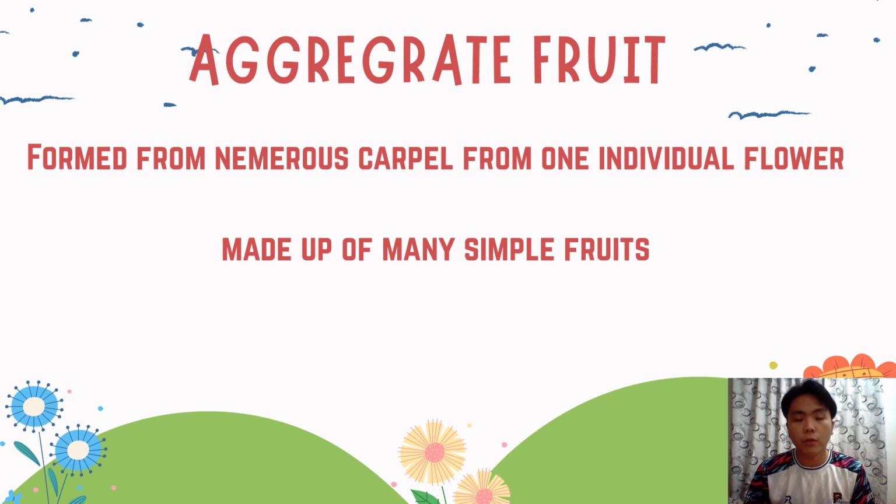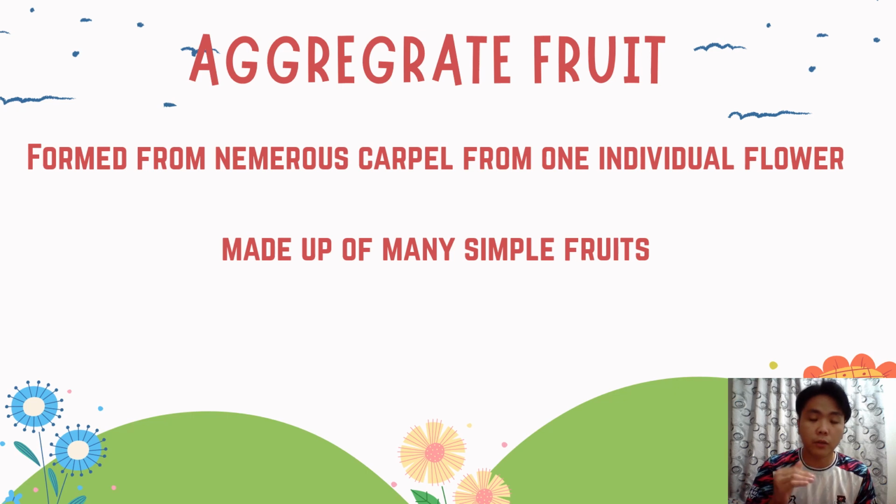Next, we move on to the aggregate fruit. These aggregate fruits form from numerous carpels from an individual flower. What is the meaning of carpel? Carpel is the ovule-bearing female reproductive organ of flowering plants and is required to ensure its protection and efficient fertilization and the development of various types of fruit.